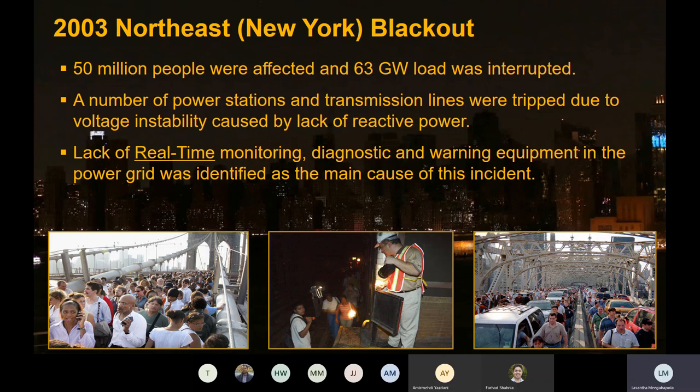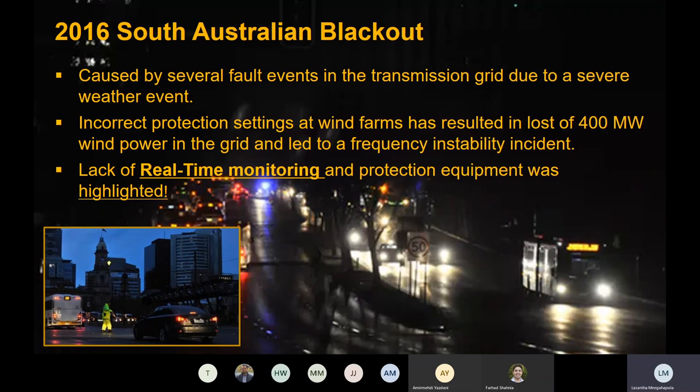In the Australian context, the South Australian blackout came in 2016, but it actually happened due to something else: an incorrect setting in the wind farms and many other issues. But the report also mentioned the real-time monitoring aspects related to the power system.